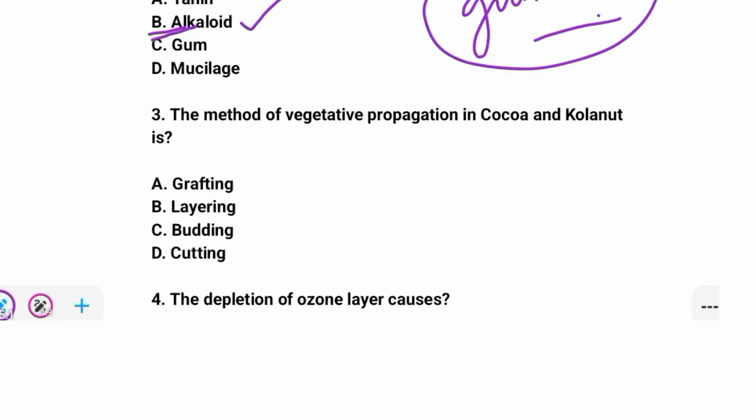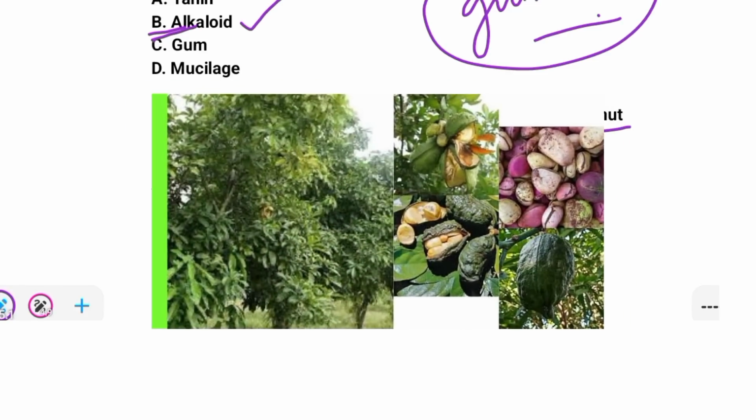The method of vegetative propagation in cocoa and kolanut is dash. First of all, you need to understand vegetative propagation. There are some plants, like some perennial crops, that take years to grow. You can't just plant them from seeds, because it will take time for it to grow. Something like kolanut now, you cannot plant it from the seed. It will take years to grow because it is perennial in nature.